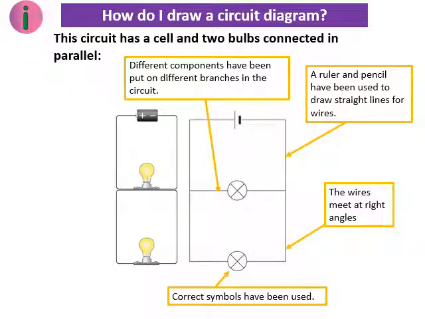A parallel circuit is in multiple loops, so it might not be two, it might be more, it's just more than one, okay? And we have different components on different branches. A ruler and pencil have been used again. The wires still meet at right angles, so it's a square or a rectangle, and the correct symbols have been used.